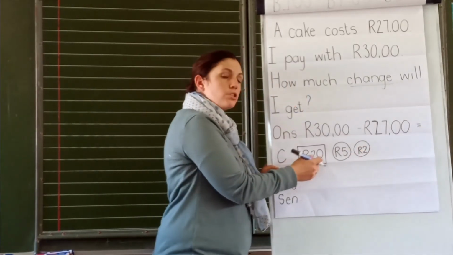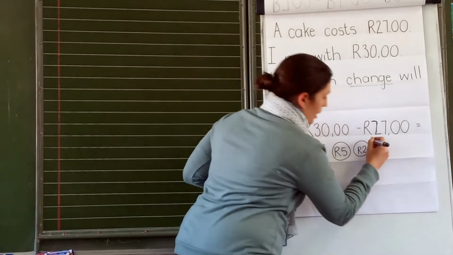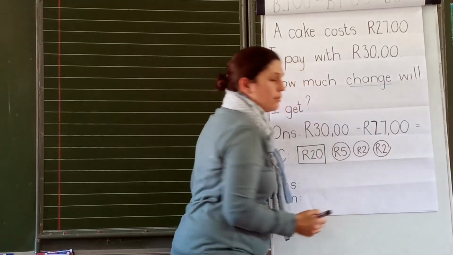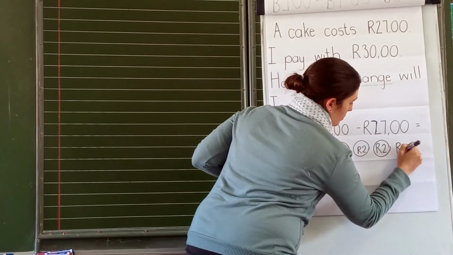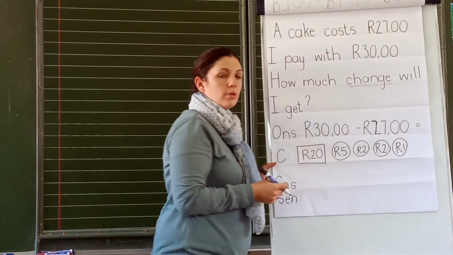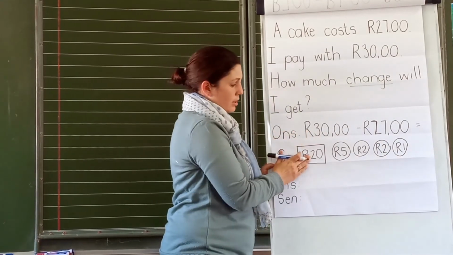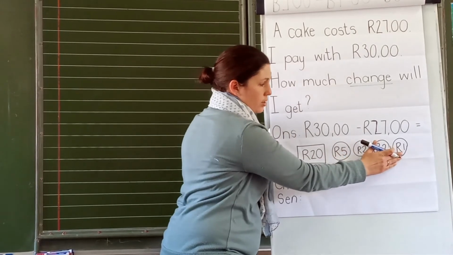Now what do I need to add to 27 to make 30? Well, if I add a 2 Rand, I'm going to be on 29 Rand. So I'm just short of 1 extra Rand. 1 Rand. Before you carry on, add this back up. Make sure that you've got the 30 Rand there. 20, 25, 27, 29, 30.